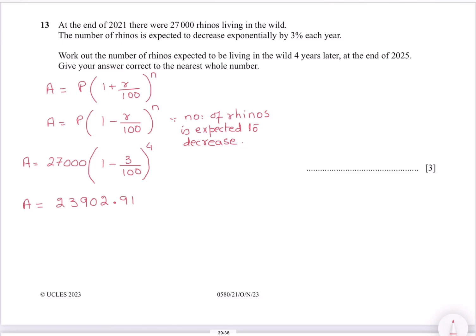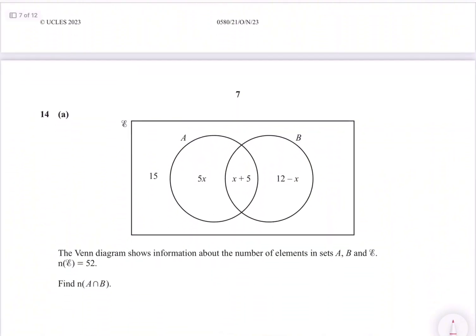So this is it, and it says correct to the nearest whole number. So before the decimal you have 902. 902 is nearer to 900. So I have to write 23900. So this would be your answer.